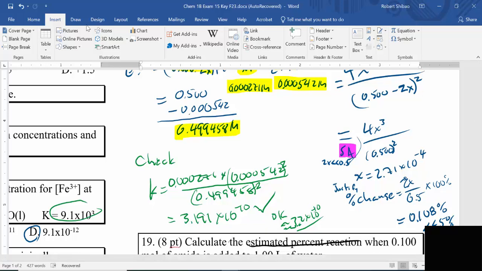All right, I went ahead and made that assumption not knowing if it's going to work or not, so I have to justify it. The way we justify it is if the percent change is small, then it's okay, but if the percent change is large, then it's probably not okay. So we calculate the percent change, which is going to equal the change. The change here is 2x, not x, divided by the initial 0.5. So 2x divided by 0.5 times 100% gives us 0.108%. And since 0.108% is less than 5%, this is okay, and so I give it a little check. So the simplifying assumption works, and x is equal to 2.71 times 10 to the minus 4.